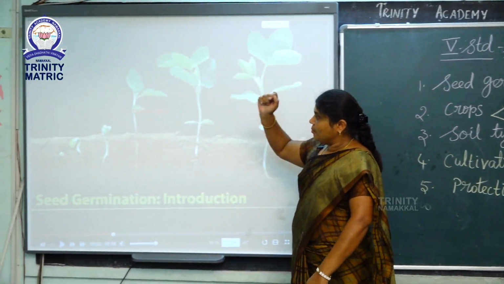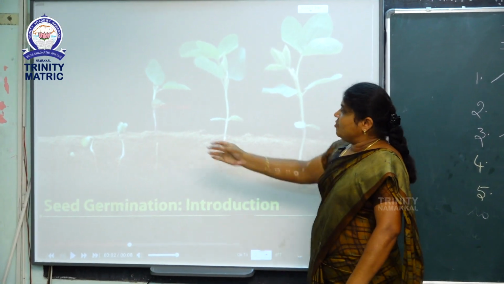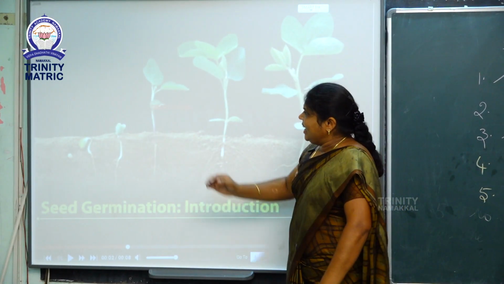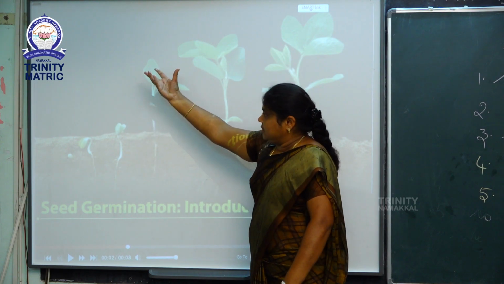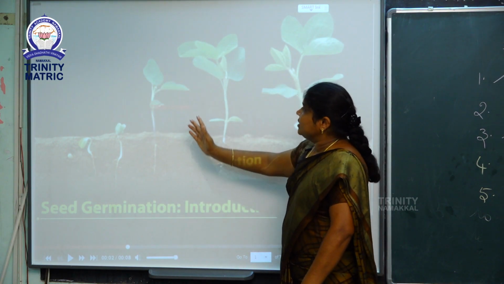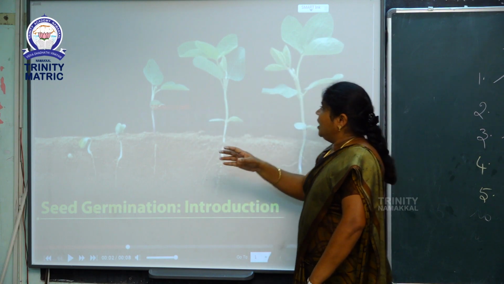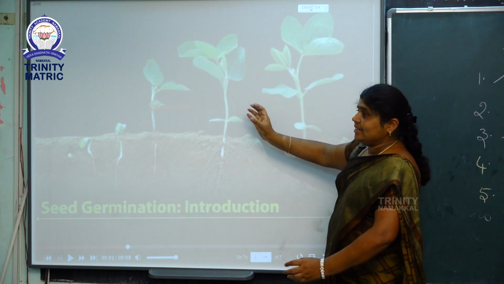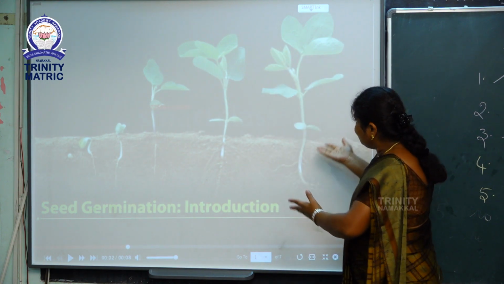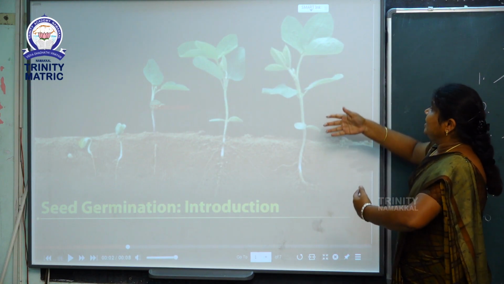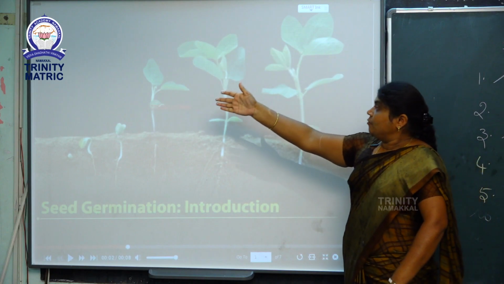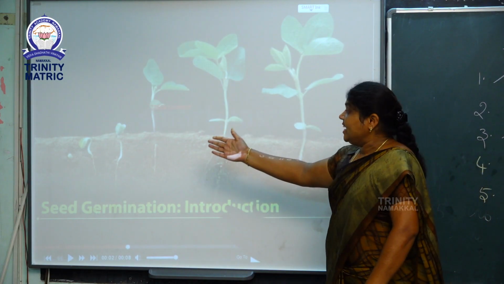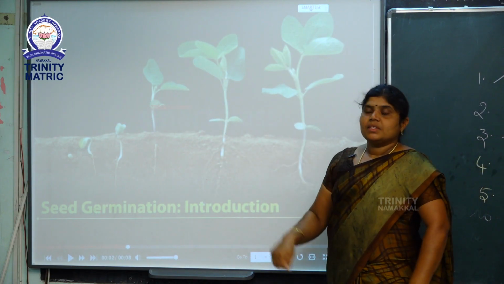See the video, see the structure. First one is the seed. The next picture is something coming out, the third one is a small plant, the fourth one is that the plant is developed, and the fifth one is the root and stem, and the leaves are well developed. So from this picture, seed germination.